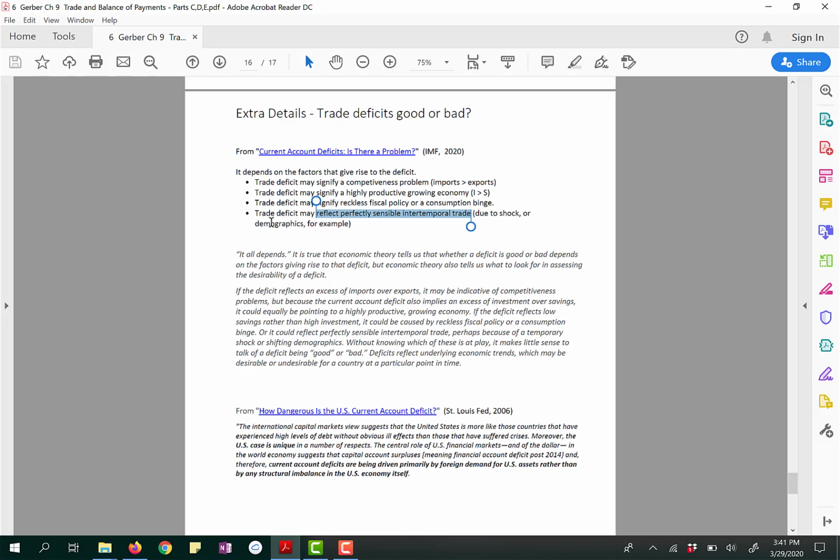And one reason that you might see that is related to demographics. So older societies that have lots of people aging, it makes sense for those societies to have a very, very high level of savings, and therefore they're more likely to have a trade surplus.